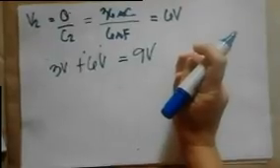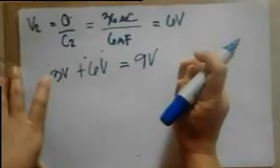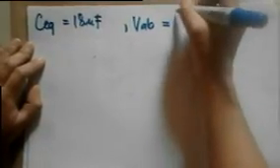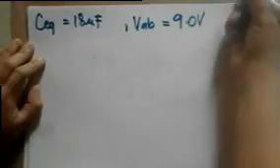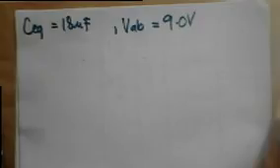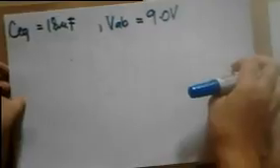Now let's move on to the 3 microfarad capacitor, 11 microfarad capacitor, and 4 microfarad capacitor in parallel. Their equivalent capacitance is 18 microfarad as we have solved earlier. And we have our V sub AB, which is 9 volts. The voltage here is the same across each, which is 9 volts, since this is a parallel connection. So we have to find the individual charges.